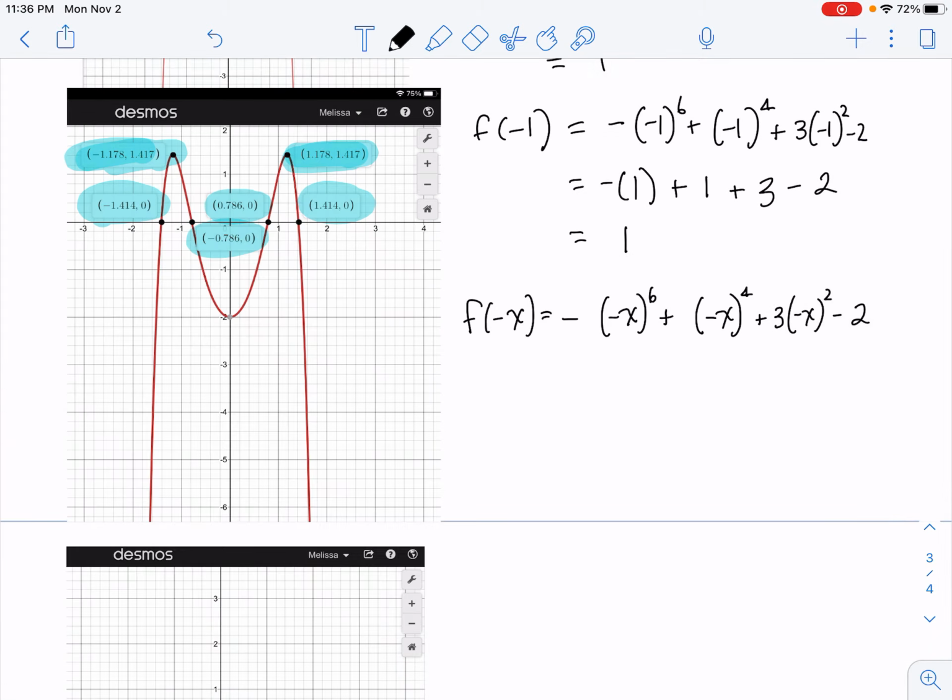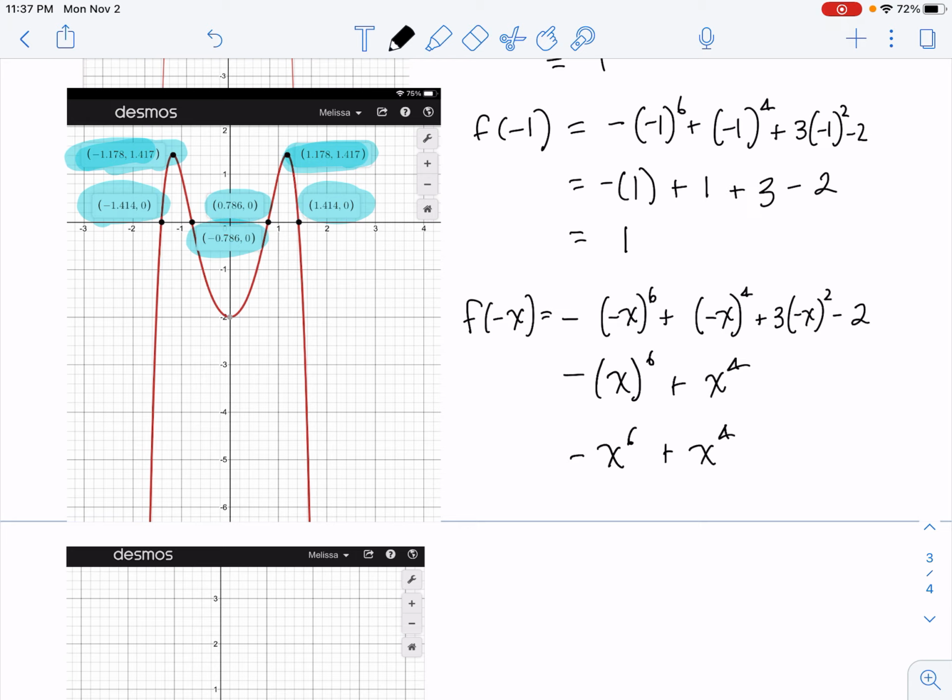Okay, we're going to do our exponents first. So we'll have negative x times negative x times negative x times negative x times negative x times negative x, also known as positive x to the sixth. So we'll have the opposite of positive x to the sixth, which is negative x to the sixth, plus negative x times negative x times negative x times negative x, also known as x to the fourth.